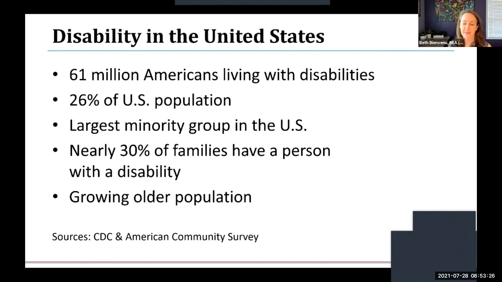So just a bit of background about disability in the United States. There are 61 million Americans living with disabilities. This is according to the CDC and the American Community Survey. They comprise 26% of the US population. It's the largest minority group in the United States and the only one that any of us can join at any time. Nearly 30% of families have a person with a disability, and we have a growing older population. I want to note that there are different measures of disability in the population that you might hear data like 12.9% or 19%. That's because there's different ways of measuring based on age, and whether they're working age, some of them leave out children or older adults, but this is a number that we've been using lately.